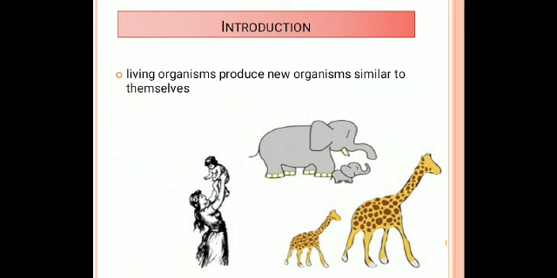Normally we know that each and every organism produces new individuals for their development. These living organisms produce new organisms similar to the parents or themselves. For example, human beings, elephants, giraffes, or any type of animal. An elephant produces a calf, and that calf is similar to the parent because of the DNA. It is the same with the giraffe and human beings. Each new organism that is similar to the parent, that is called reproduction.